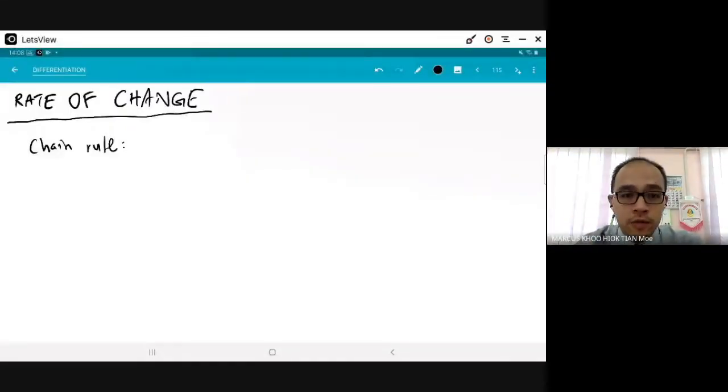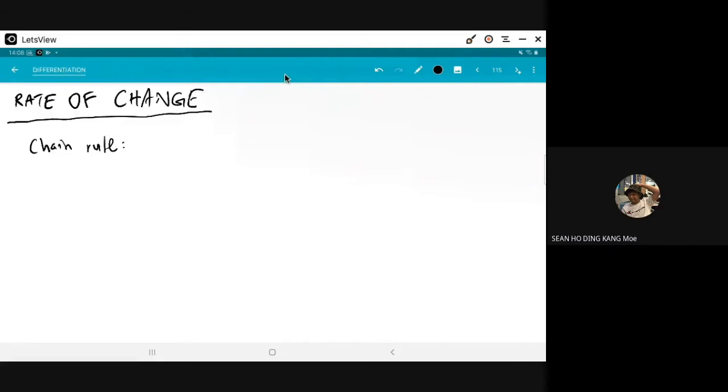Is we're going to be talking about this thing which is called the rate of change. Okay, kadar perubahan, the rate of change. And this one has a lot of things to do with the chain rule. Okay, can you guys see the screen? Yes, yes, sir. Okay.